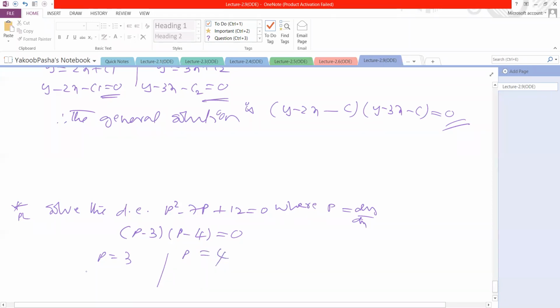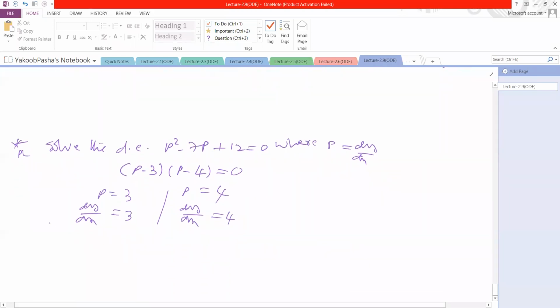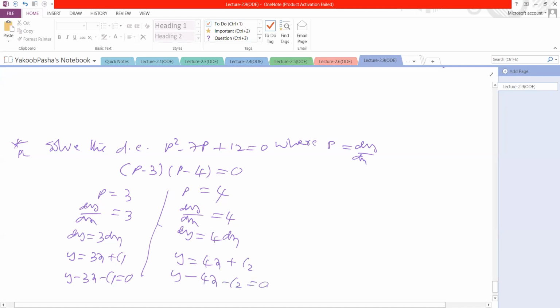That is dy by dx is equal to 3. Here dy by dx is equal to 4. So we can multiply with the dx here. dy is equal to 3 dx. y is equal to 3x plus c1, that is y minus 3x minus c1 is equal to 0. First curve. And the second curve here, dy is equal to 4 dx. y is equal to 4x plus c2, that is y minus 4x minus c2 is equal to 0.